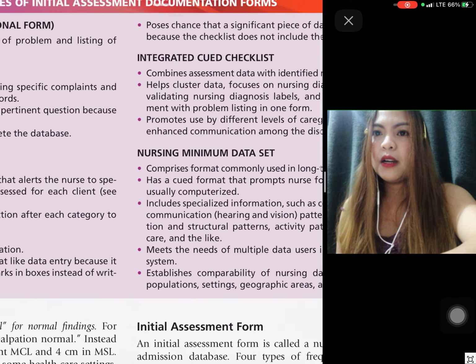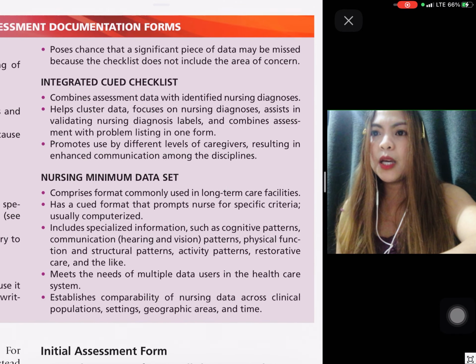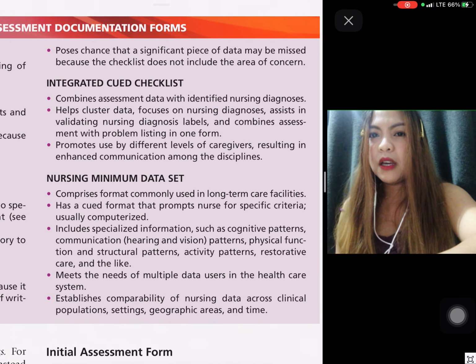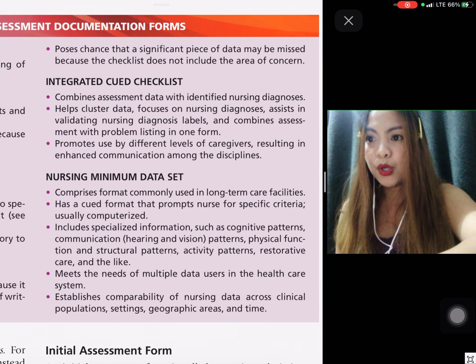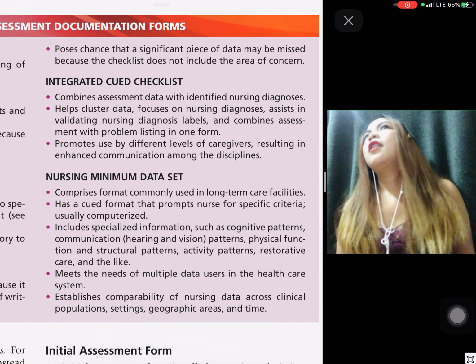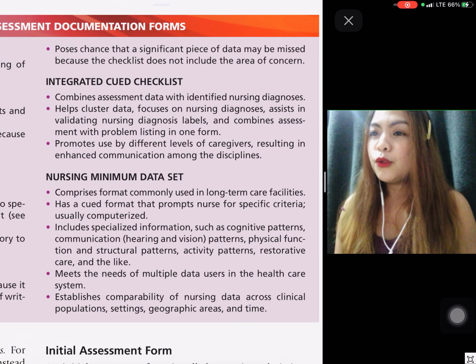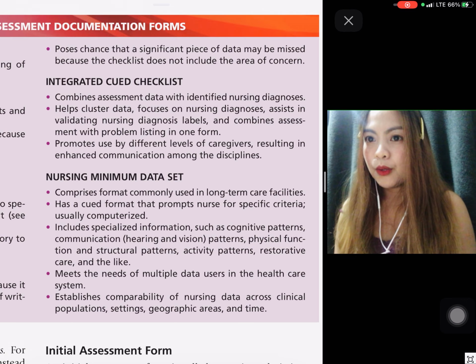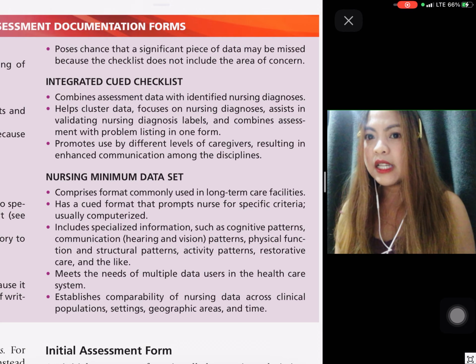Integrated cued checklist. What is this? It combines assessment data with identified nursing diagnosis, helps cluster data, focuses on the nursing diagnosis, and assists in validating the nursing diagnosis label. It combines assessment with problem listing in one form. It also promotes use by different levels of caregiver, resulting in enhanced communication among the disciplines.